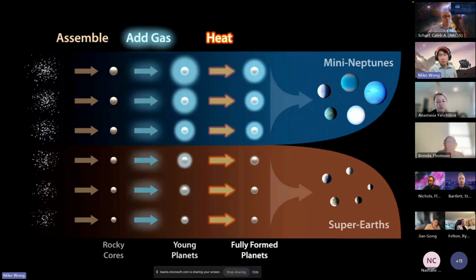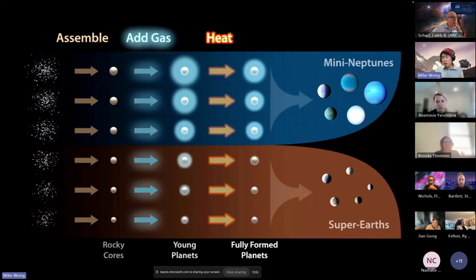So this general picture that we now hold looks like this: rocky planets first assemble these cores of dust and ice that then gravitationally are able to capture gas from the protoplanetary disk. After the gas disk dissipates in the first few million years of planet formation, those cores that were massive enough to accrete a lot of gas can hold on to it and become our mini Neptune population. But those slightly smaller planets won't be able to gravitationally hold on to that gas.